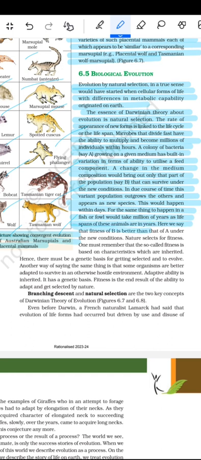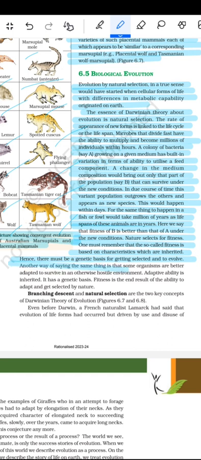Here we say that the fitness of B is better than that of A under the new condition. Nature selects for the fitness. One must remember that the so-called fitness is based on the characteristics which are inherited. Hence, there must be a genetic basis for getting selected and to evolve.